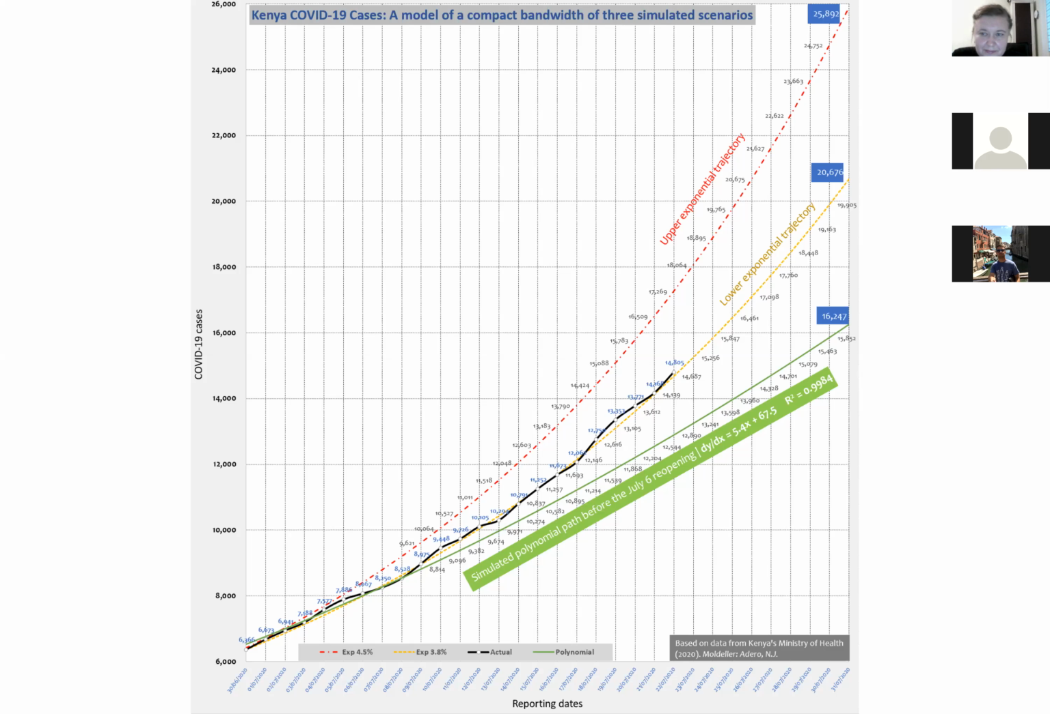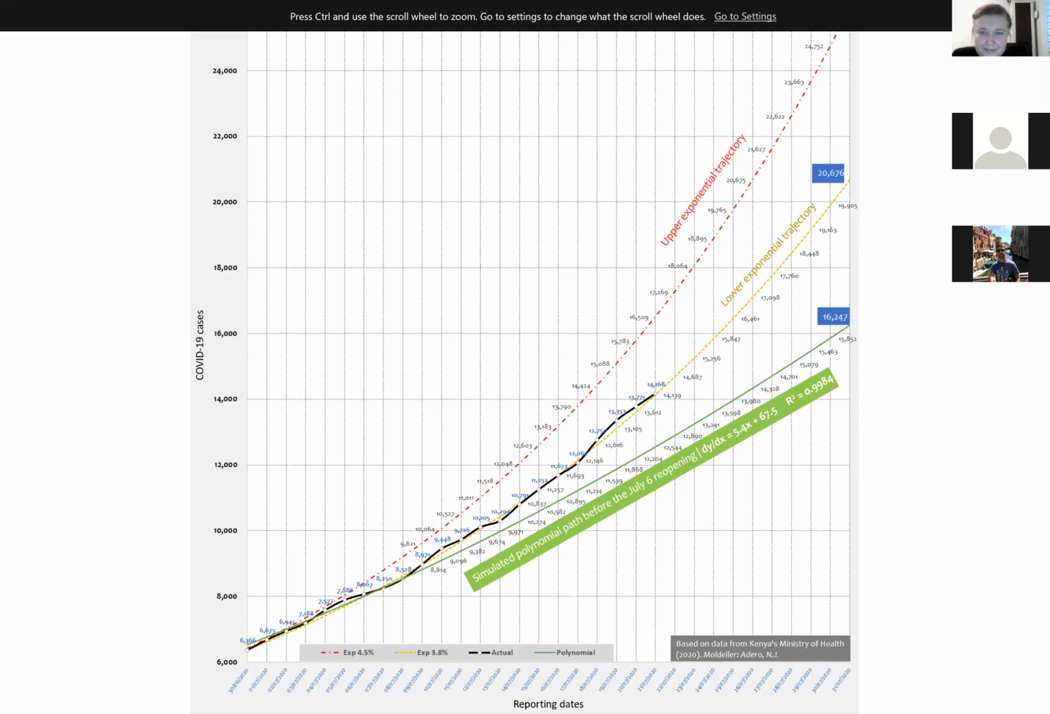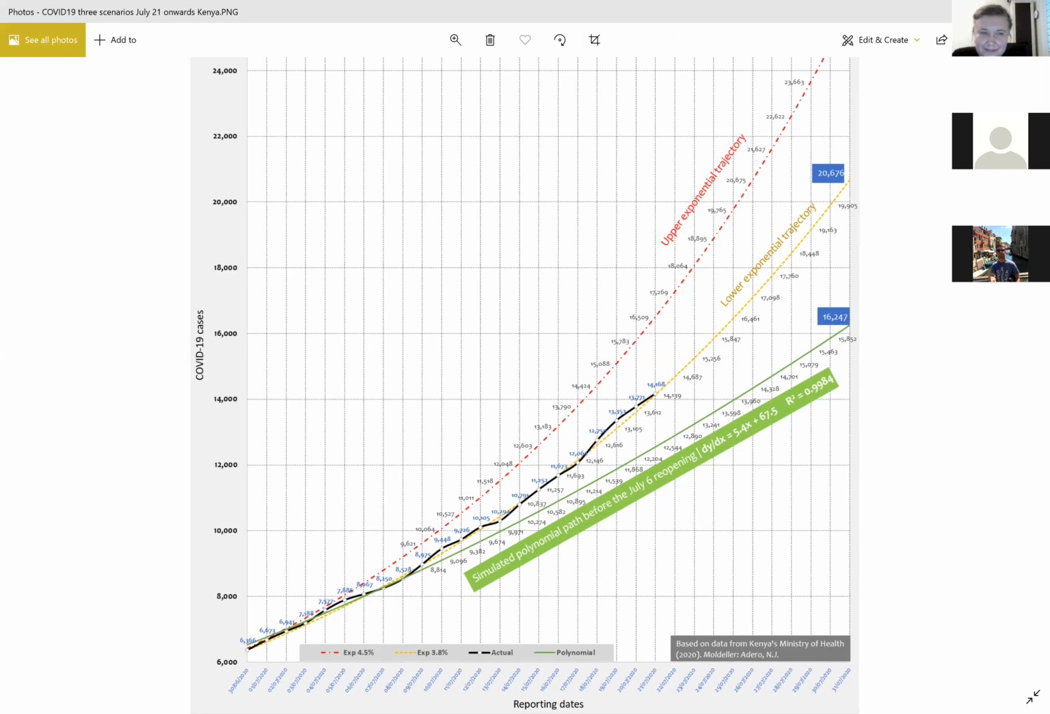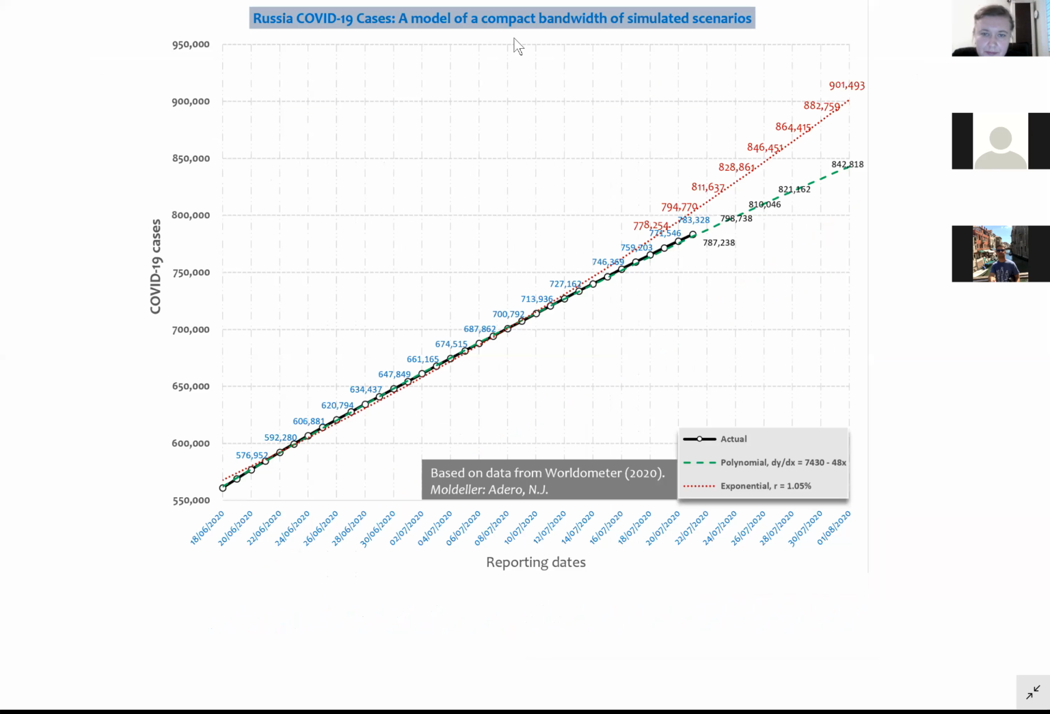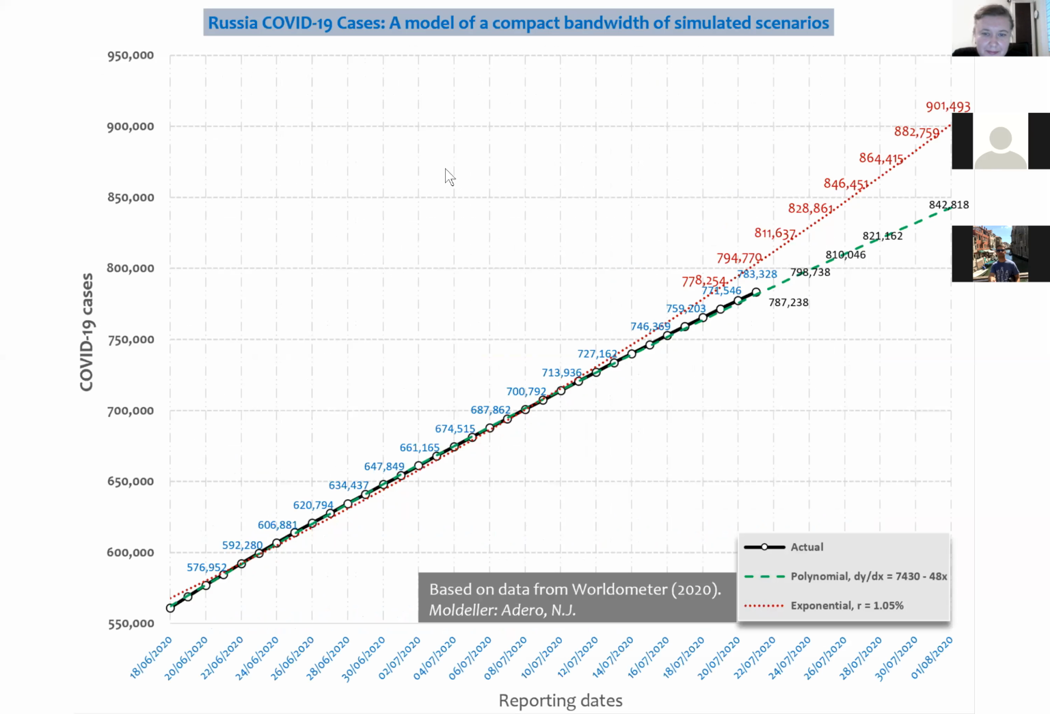And I've done a similar compact model for Russia. Now I want to show for Russia how the same modeling technique is informing the scenario. So let me just share the one for Russia. So this is Russia now. It's very interesting for us. For Russia again, I've come up with a compact model. I began from 18th June and studied the trends.